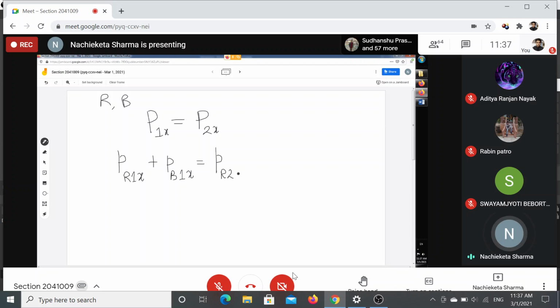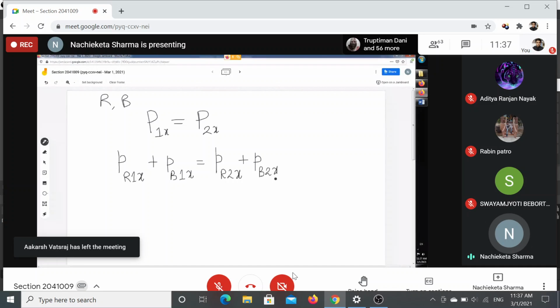Final means 2, rifle means R, x component means x, plus the final x component of the bullet, B for bullet, 2 for final, x for component. So you see I am using three notations. Now 99% of your problem is over if you are capable of writing this equation. Now you have to put the values.